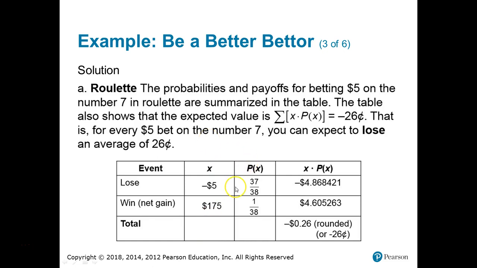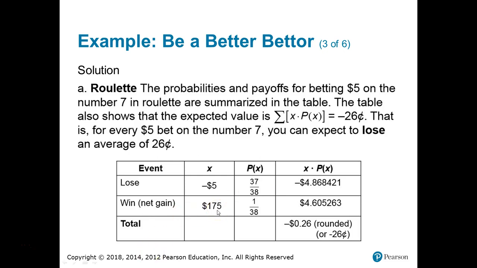The probability of losing is 37 out of 38. The probability of winning is 1 out of 38. So this column right here is summarized by doing x multiplied by the probability, which gives me negative 4.86.